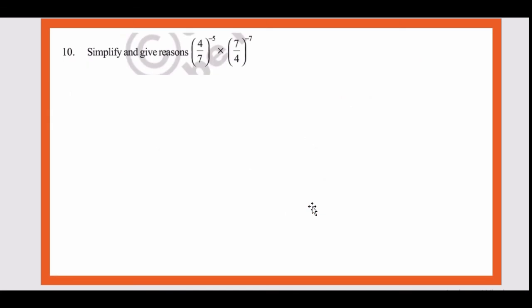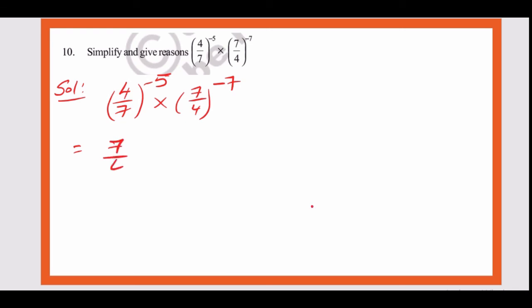Okay, next question number 10. Simplify and give reasons. So you need to tell why you have considered that. So what is the given question? (4/7)^-5 into (7/4)^-7. Now how can I write this? Since the powers are negative, the exponents are in negative form. So what we can do is directly reciprocate and change the exponent to positive. So (7/4)^5 into (4/7)^7.